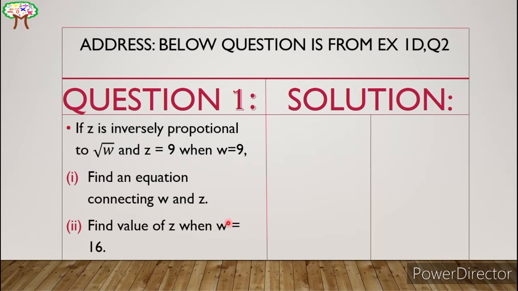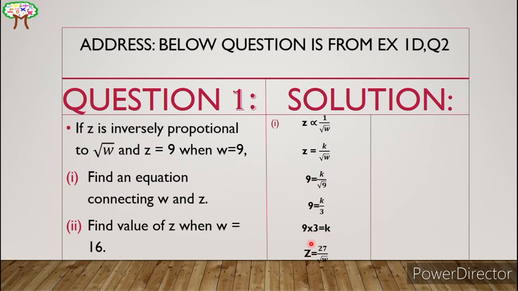So the solution of part 1 is z is inversely proportional to 1 upon square root w. Okay, z is equal to constant upon square root w. Now 9 is equal to k upon square root 9, because 9 is the value of z and w. Square root of 9 is 3. Now 9 is equal to k upon 3. Now 3 would come here, cross multiplication, and then 9 multiplied by 3 is equal to the constant.